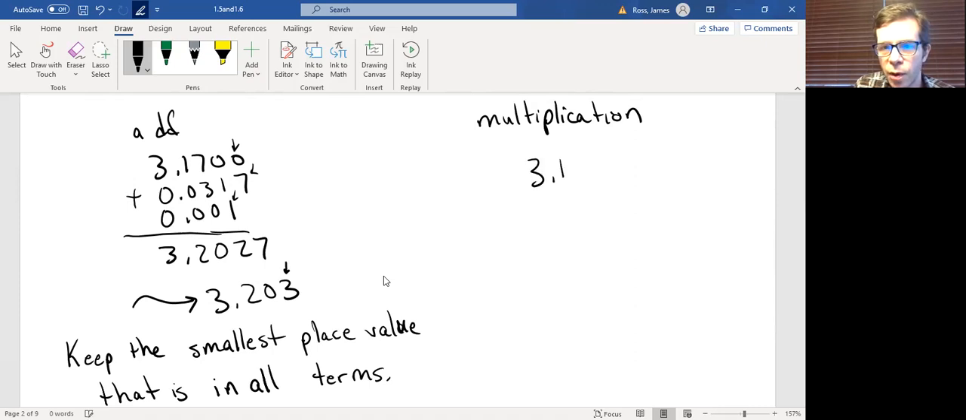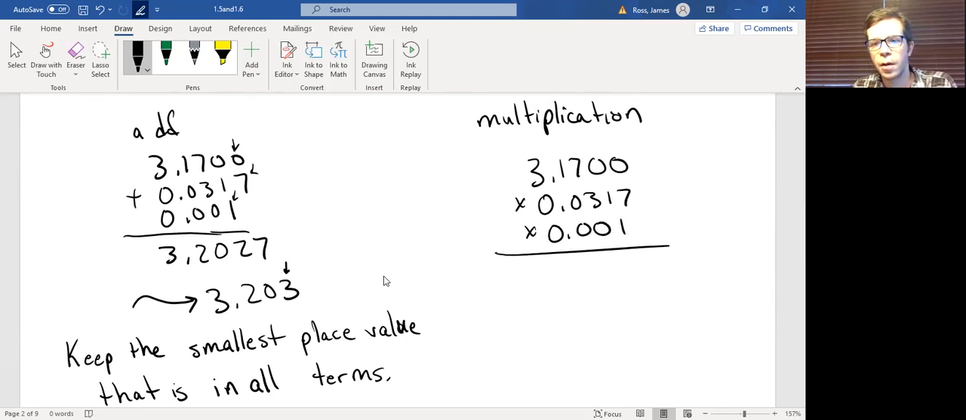If we were to take 3.1700 times 0.0317 times 0.001, and put that one in the calculator and see what we get. We get 0.000100489. Right, that's just calculator spew, right? How many significant figures do we actually have here?